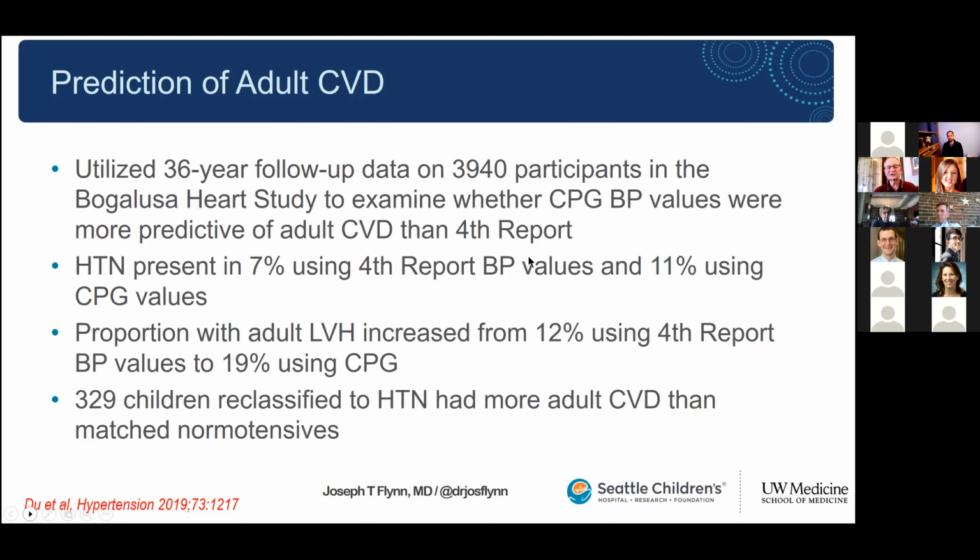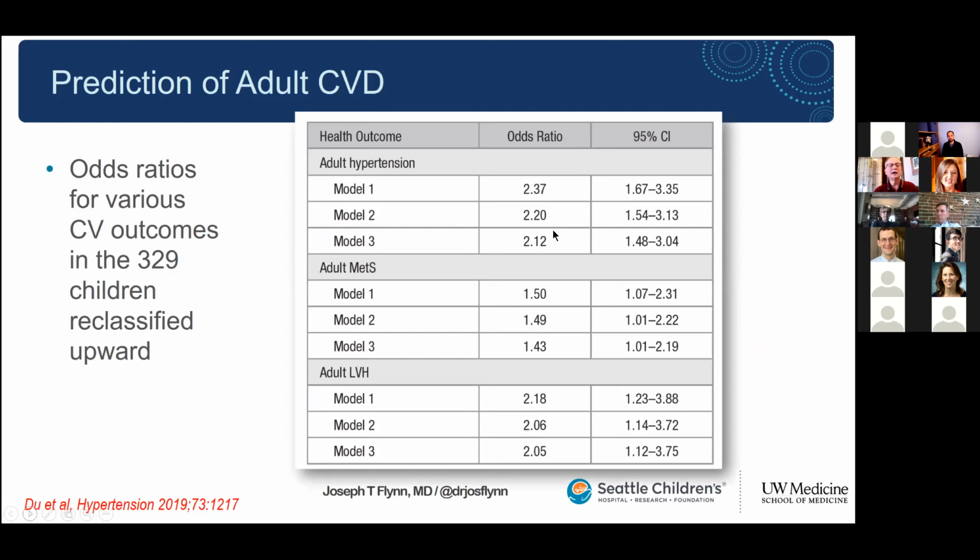And then these are just the odds ratios for the children who were reclassified upward. I don't have time to go into all the detail, but they did show that there was a much greater odds ratio of an adverse adult cardiovascular outcome had you identified those people using the new normative blood pressure data.